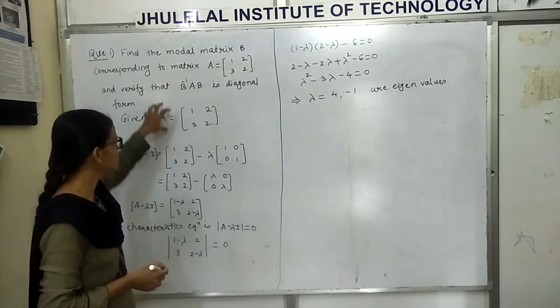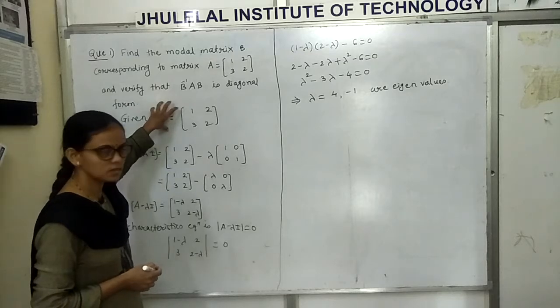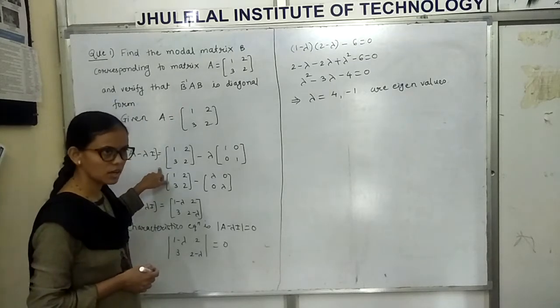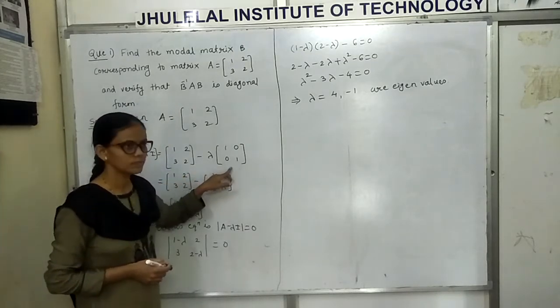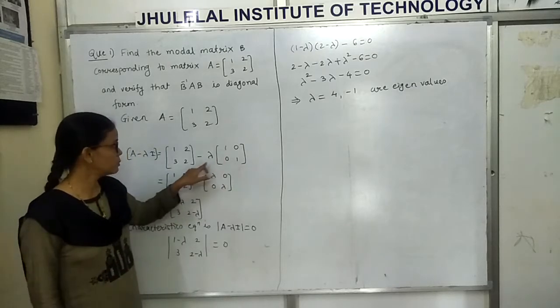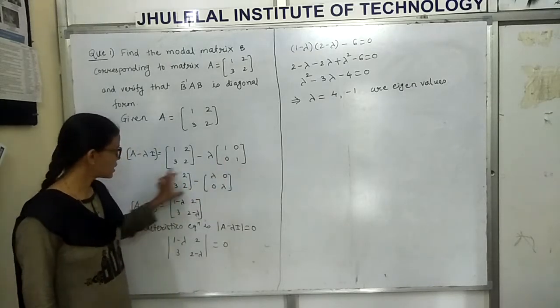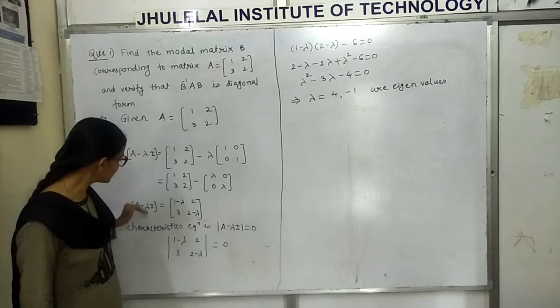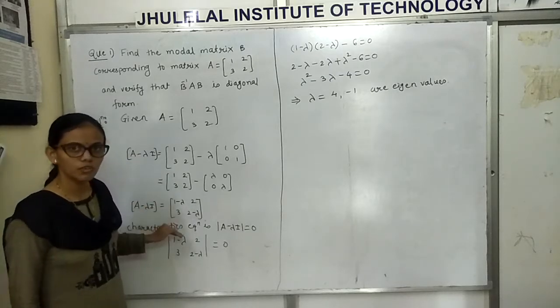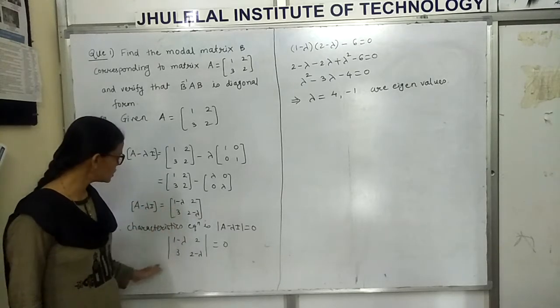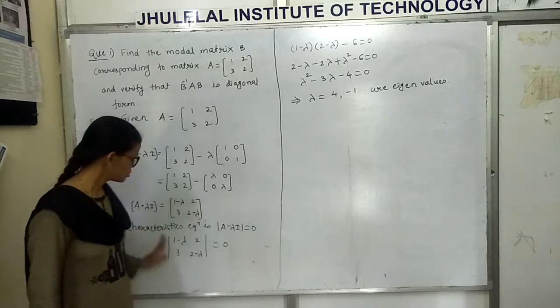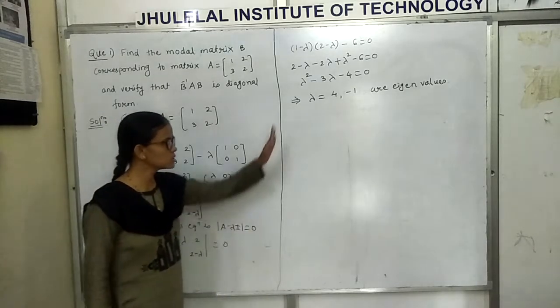Once again, I am telling you: matrix A is given. Calculate A minus lambda I. Multiply this identity matrix by lambda. Subtract these two matrices. You will get a matrix A minus lambda I. But to find the eigenvalue, we require its determinant. So calculate its determinant and equate it with 0.